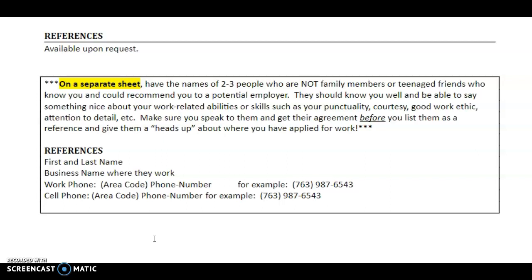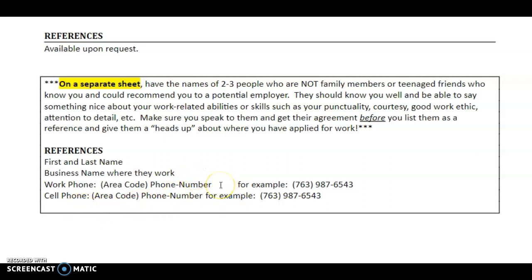And then give them a heads up to let them know, like, hey, just so you know, I applied for this job and I put you down as one of my references. They might call that person and be like, hey, I'm going to apply for this job. Could I use you as a reference? So you'll want to have their first and last name, the business name where they work, how they know you, and then their work phone number. If it's someone that you have their cell phone number, great. Don't feel you have to use that.